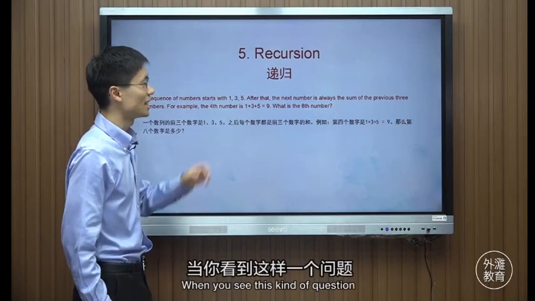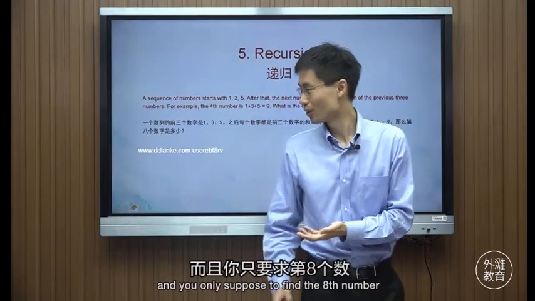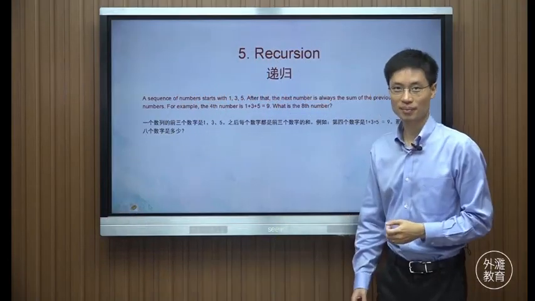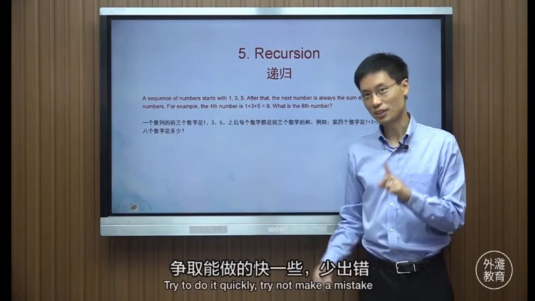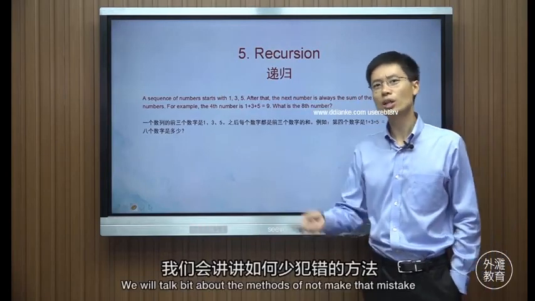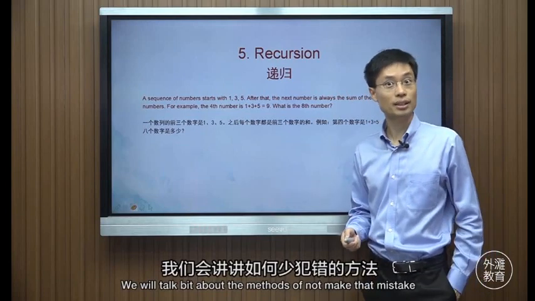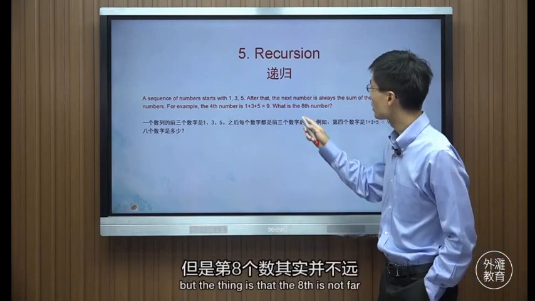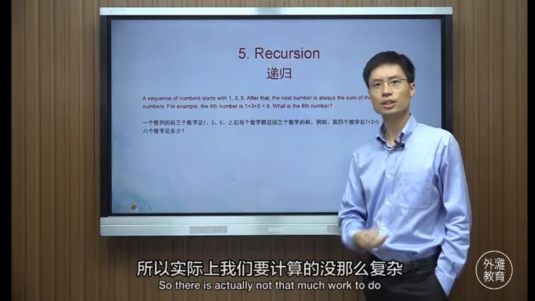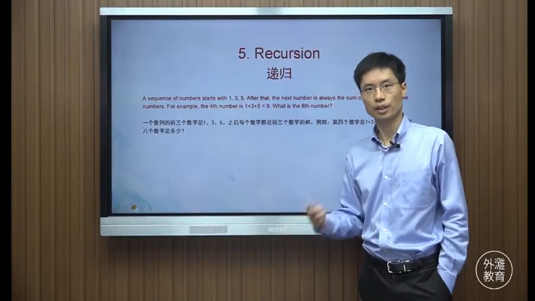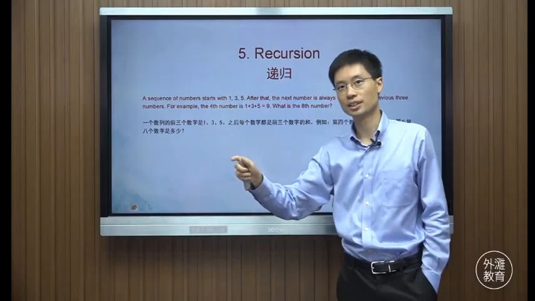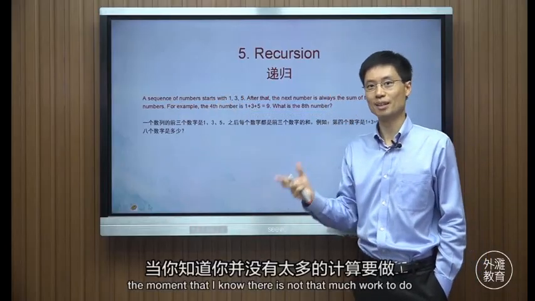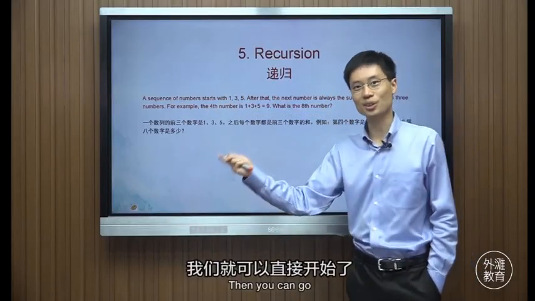When you see this kind of question, and you're only supposed to find the 8th number, to be honest, just go. Try to do it quickly, and try not to make a mistake. We'll talk a bit about the methods to not make that mistake. But the 8th is not far, so there's not that much work to do. My philosophy here is if I know what I will have to do to finish, the moment I know there's not that much work to do, then you can go.